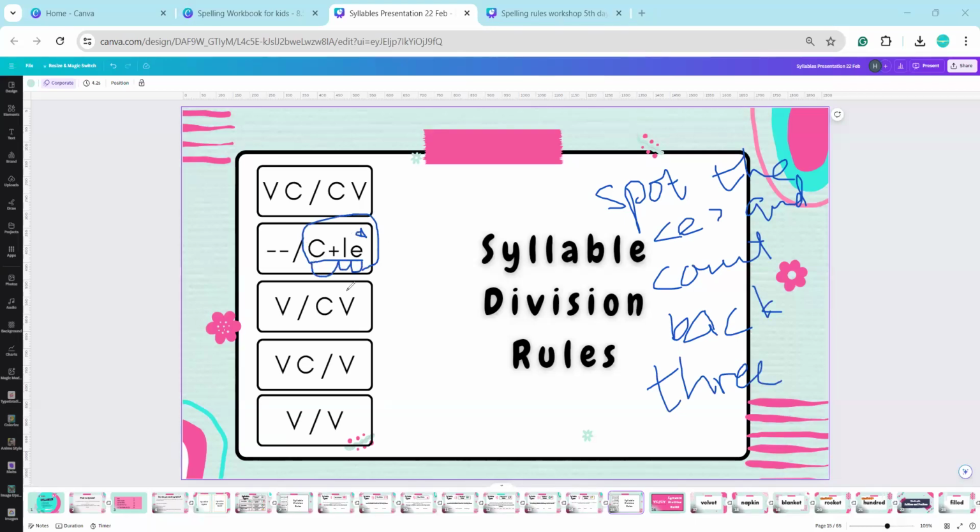If you see letter E, LE together at the end, what you have to do, you have to spot the E and count back 3. Tell the children this. If you see any word in which you have LE at the end, spot the E and count back 1, 2, 3. This is your syllable break.